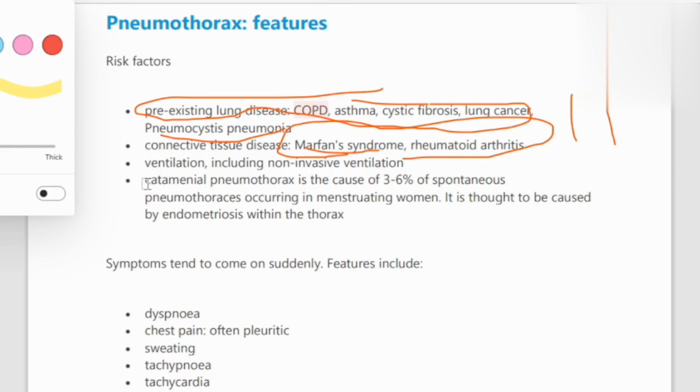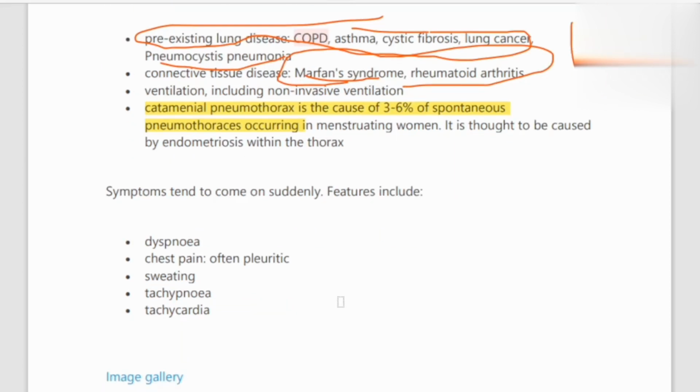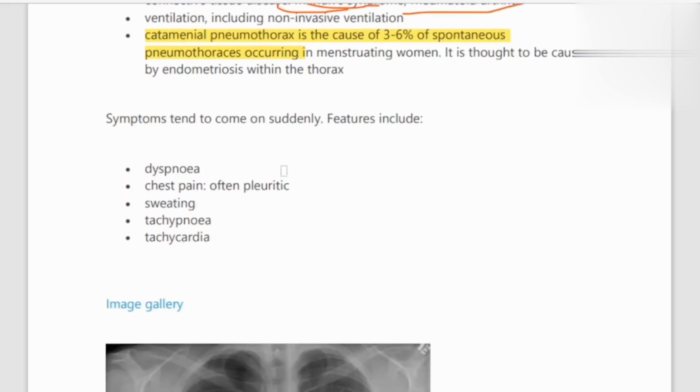is catamenial pneumothorax. You may see in the past medicine MCQs that catamenial pneumothorax is a type of spontaneous pneumothorax that occurs in menstruating women. It is thought to be caused by endometriosis within the thorax. When a woman's menstrual cycle occurs, the patient may develop catamenial pneumothorax. The symptoms tend to come on suddenly.